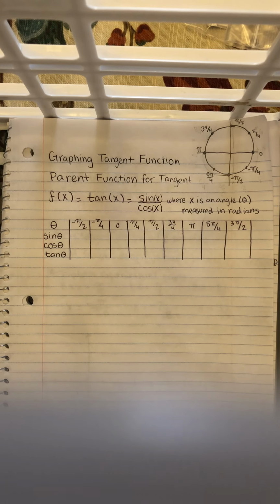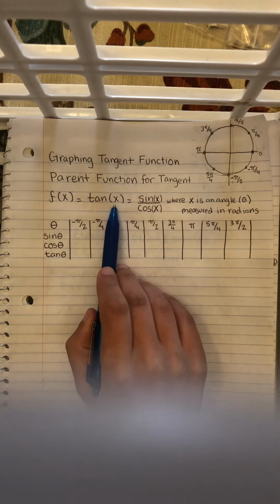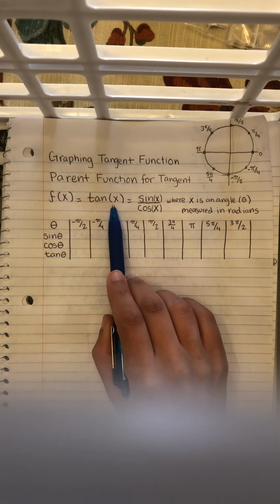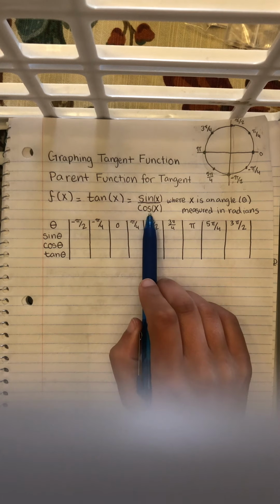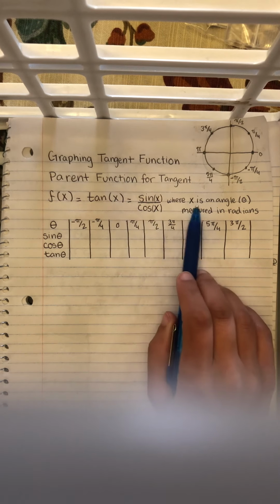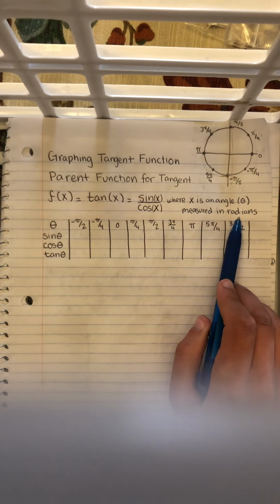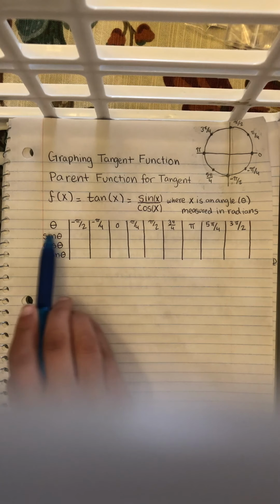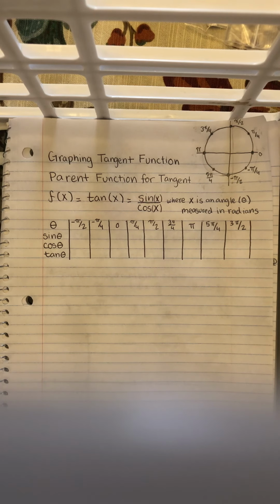The following presentation is about graphing the tangent function. So we're going to start with the parent function for tangent. So f of x is equal to tangent of x. And if we remember from last time, the identity for tangent is sine of x over cosine of x. When we create this graph, x is the angle measured in theta that is in the units of radians. So we're going to make a table of values and then create a graph from this table.